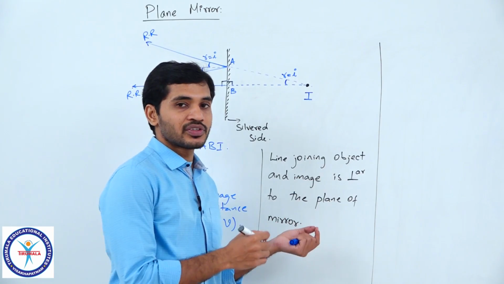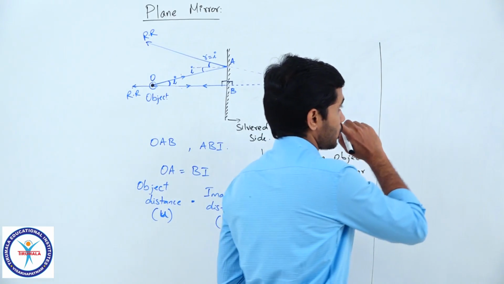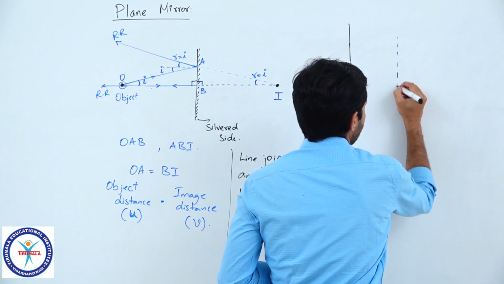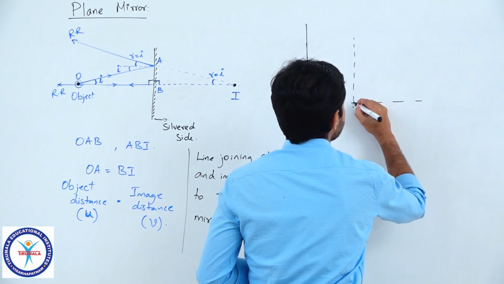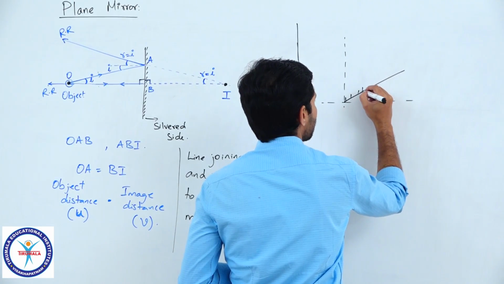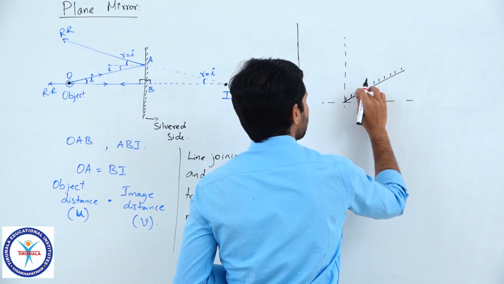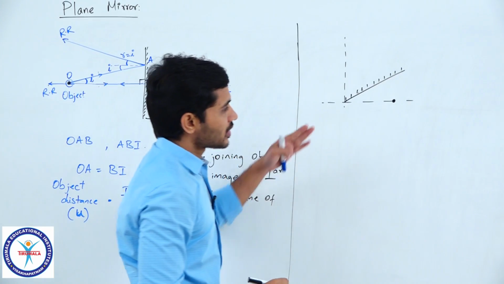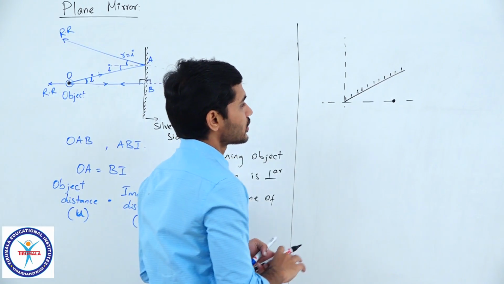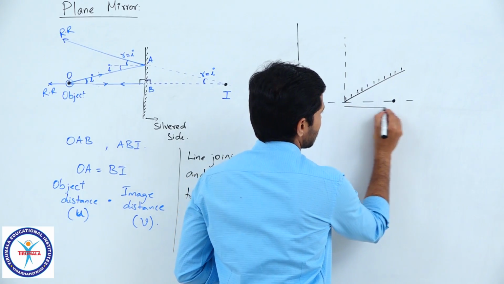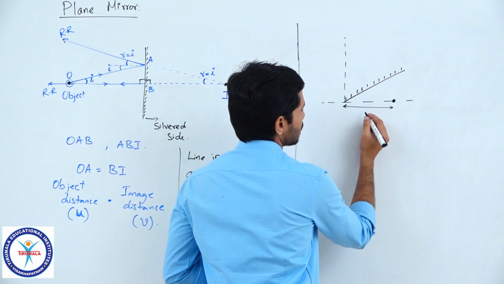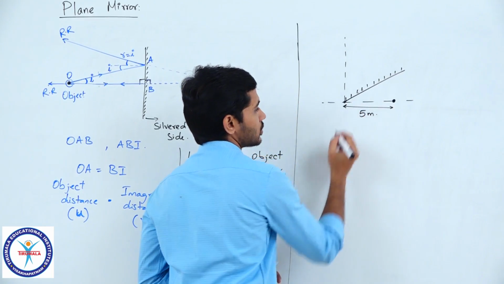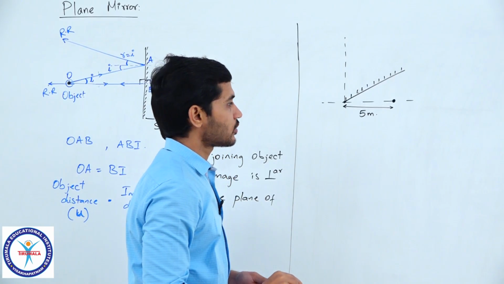Using the same logic which we discussed, let us see an example now. Let us consider that there is a mirror over here which is placed in this manner, and there is an object at this position, let us say. So, the mirror is placed in this way. Let us consider that this object is at a distance of 5 meters. This is the origin. So, it is on the x axis at a distance of 5 meters.